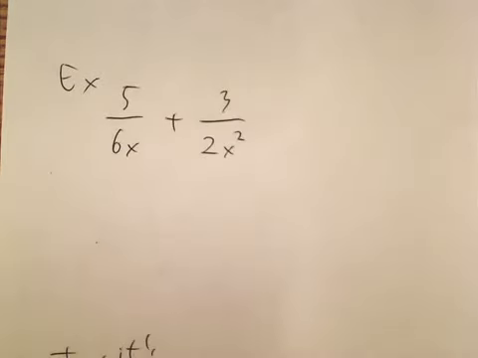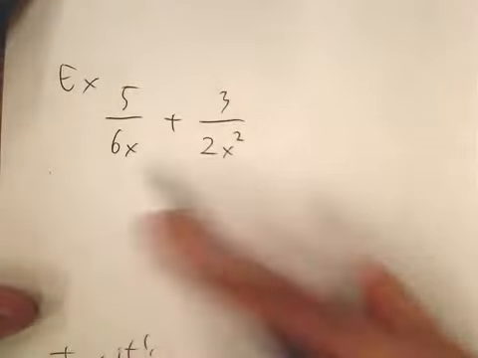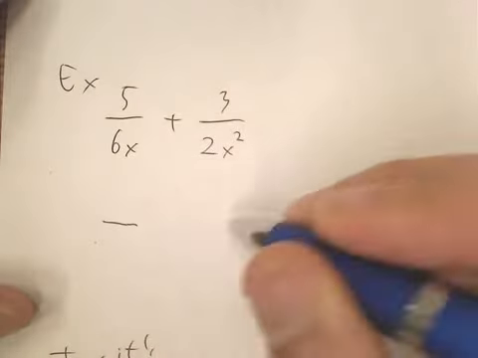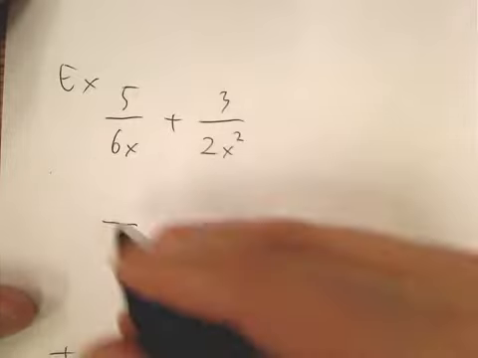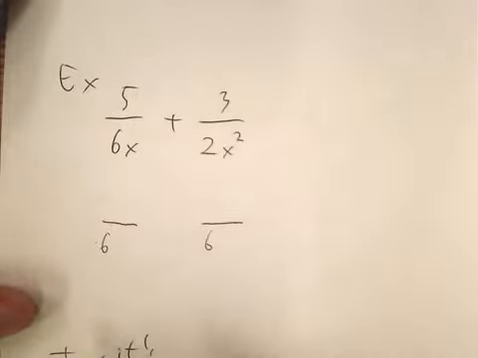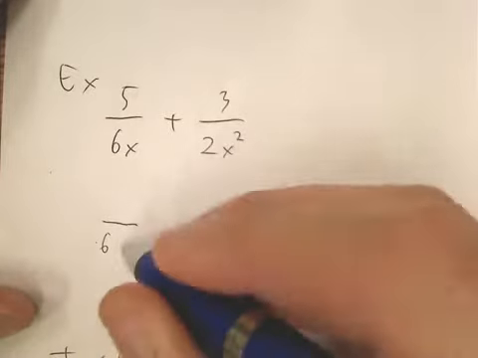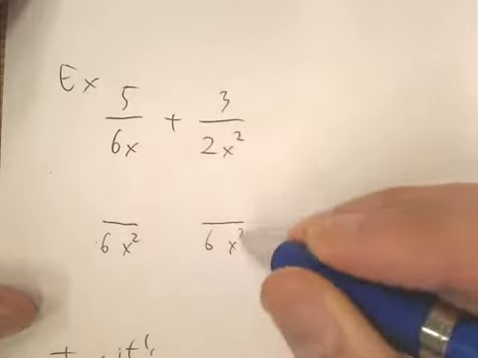Okay. Let's say we have denominators that are not in common. Well, what's something that they both go into? Let's find a common denominator. Well, 2 and 6 both go into 6. And x and x squared both go into x squared. Think big when you think common denominators.